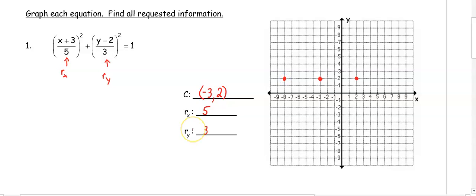The y radius moves along the y-axis. So from the center, we go up 3 and we will go down 3. And then we're going to connect them. It's not going to look as circular. It's going to look more like an oval this time. So an ellipse is more of an oval shape where one side's going to be a little bit longer than the other.